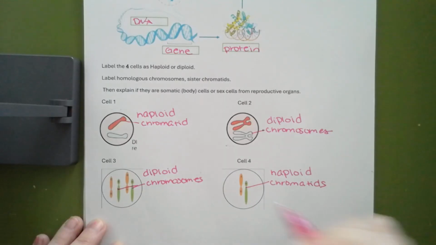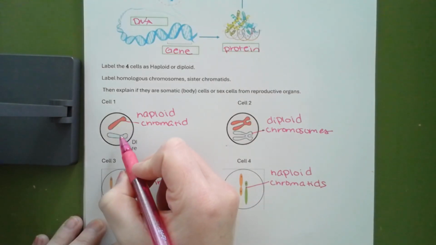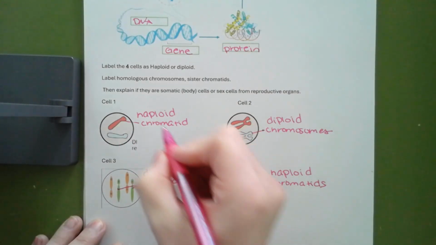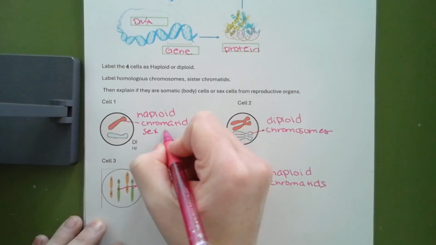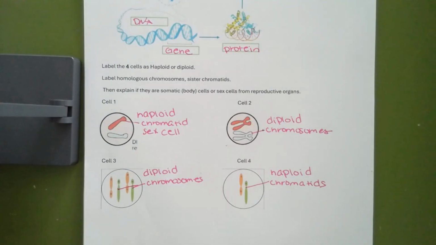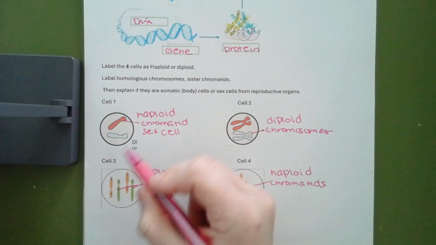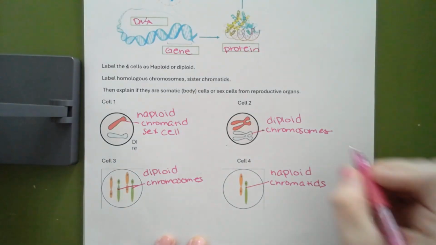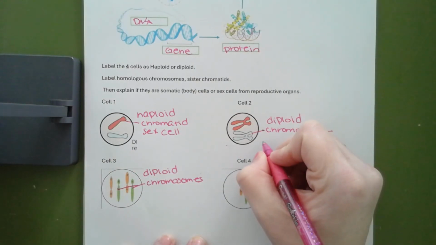All right. Somatic or sex cell? Sex cell. How do you know? Because it's half as much genetic material. Remember, if you get all 46 chromosomes from both parents, you get a genetic nightmare. You don't get a human. You get a blob. All right. So this has to be a sex cell. It's got half as much genetic material. This is probably a body cell.